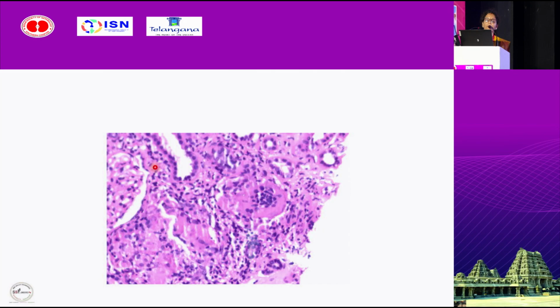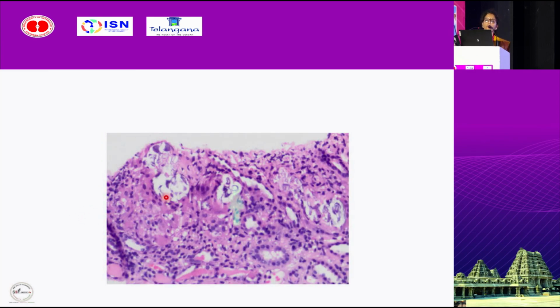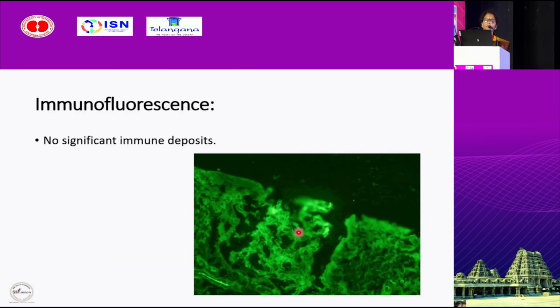There is no basement membrane thickening, or segmental lesions like segmental sclerosis or necrosis or crescents. So this was basically an interstitial disease showing a lot of granulomas, and those granulomas were showing intracellular calcification. Those were Schaumann bodies, these purple, blue colored calcifications which were non-refractile on polarization. On immunofluorescence, there were no significant immune deposits.